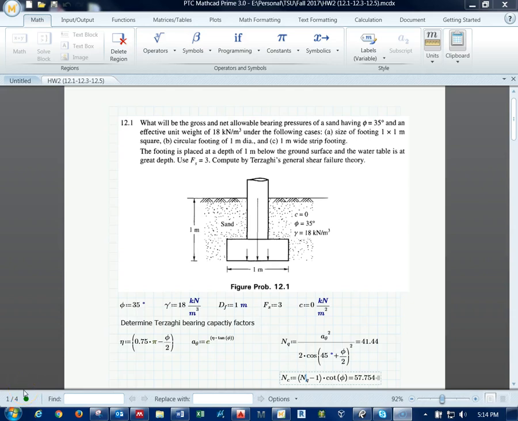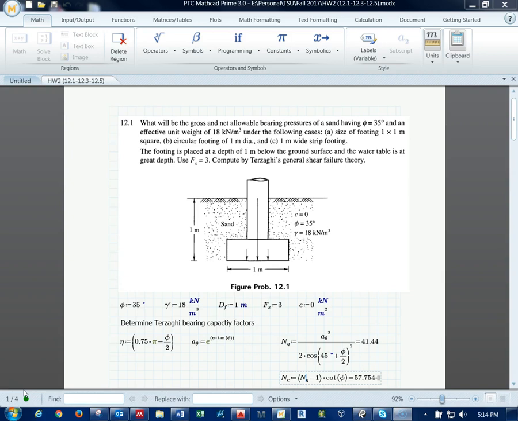So this is problem 12.1. We've got a foundation. It's in three different configurations. Part A is a 1 by 1 meter square. Part B is a circular footing. C is a 1 meter strip footing. We've got D sub F is 1 meter, and the water table is well below the bottom of the foundation. The factor of safety is equal to 3.